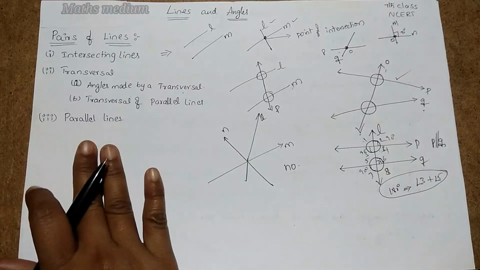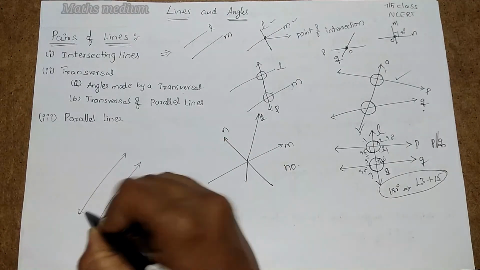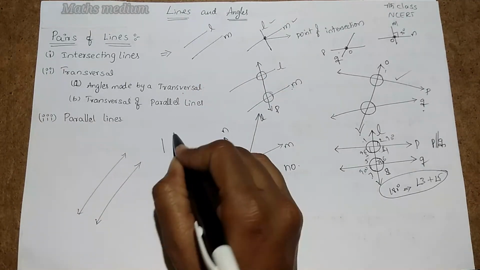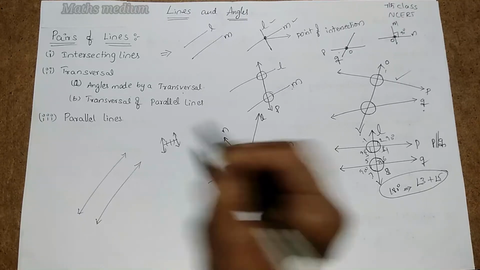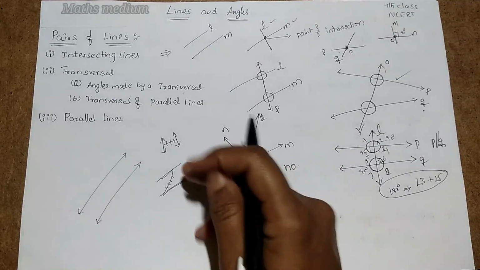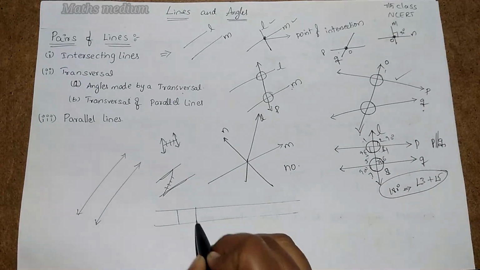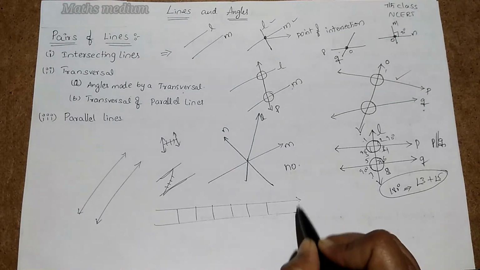Next, about the parallel lines. We know that the lines do not touch each other. So these are the parallel lines. In our alphabet we have the letter H. Apart from the middle line, these two are parallel lines. If you take Z, if you ignore the slanting line, these two lines are parallel to each other. If you take a railway track also, the two sides of the track do not touch each other.